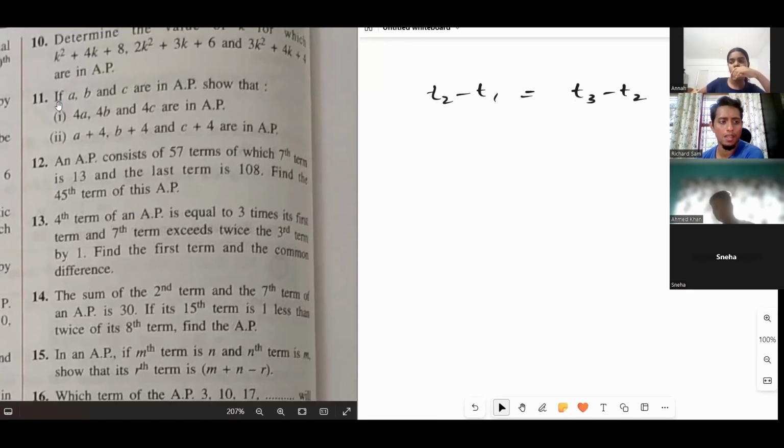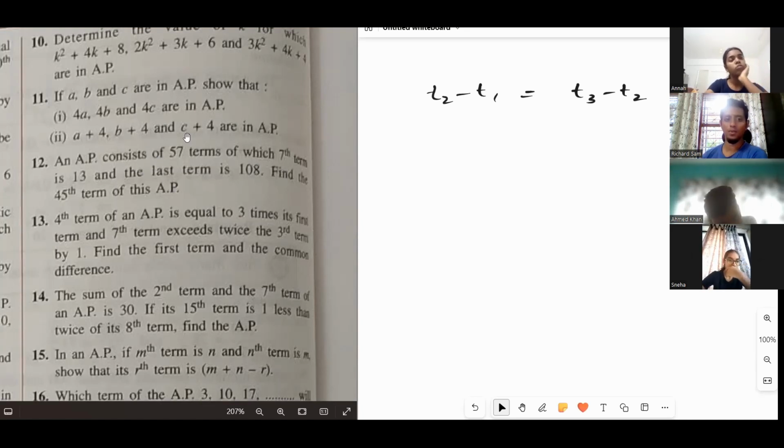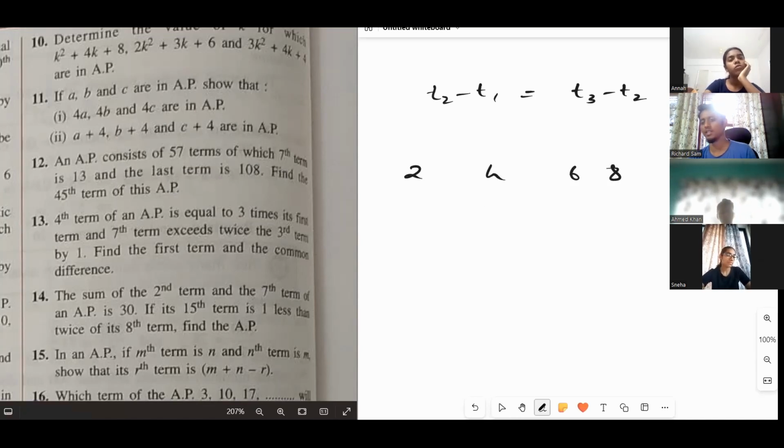11th one. If A, B, and C are in AP, show that 4A, 4B, and 4C are in AP. There are some laws. If you take an AP, for example, 2, 4, 6, 8, okay, this is an AP. Now to this AP, you can either add something or subtract something or multiply something or divide something to every term, and that will also be an AP.